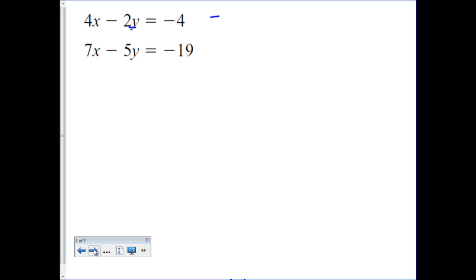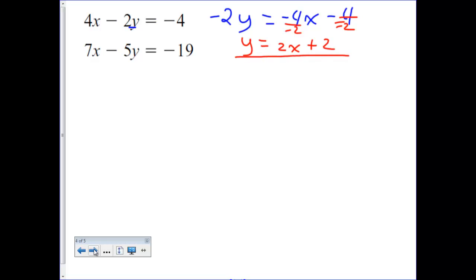So step 1, move the x over, and I end up with a negative 4x minus 4 on the right hand side. Next step is to divide everything by negative 2, so I end up with y equal to, this is going to be divided by negative 2, this is going to be divided by negative 2, so I end up with a positive 2x and a positive 2. So y, when isolated, is now equal to 2x plus 2. So take this 2x plus 2 and substitute it in place of y over here.